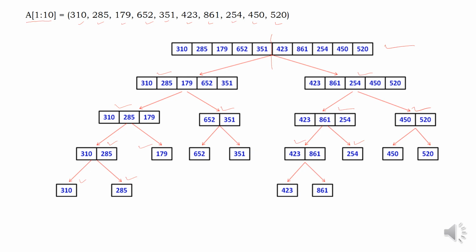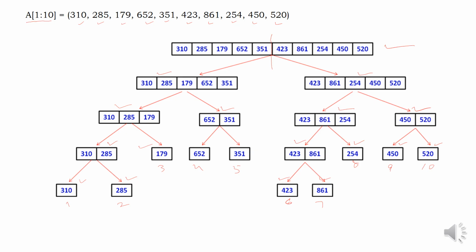We can't divide this further. And the array consisting of two elements can be divided into again two subarrays. Here these two elements are subdivided into two subarrays. So finally we have got first array, second array, third array, fourth array, fifth array, sixth array, seventh array, eighth array, ninth array, tenth array. Where there are 10 elements, the array consisting of 10 unsorted elements is divided into 10 subarrays.